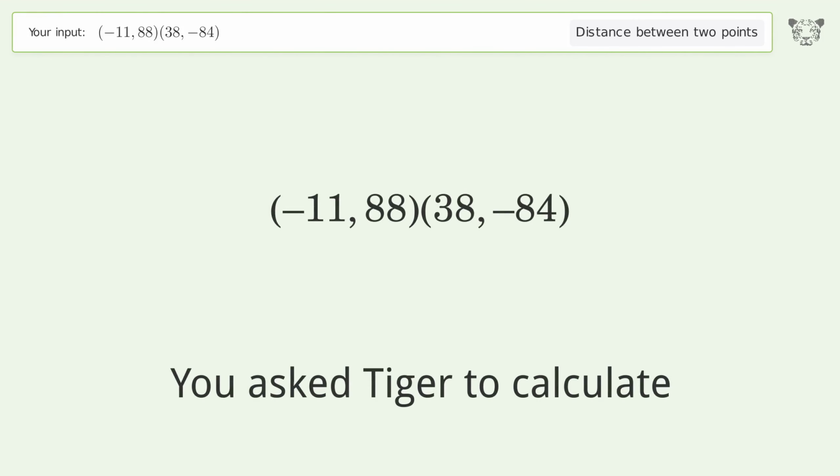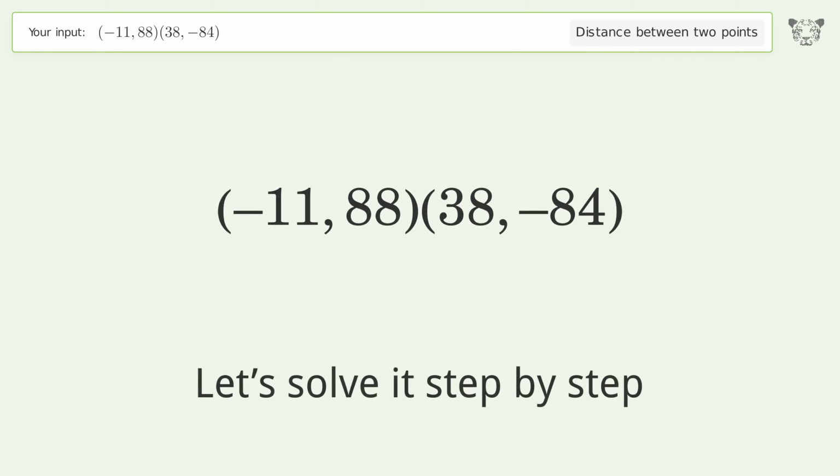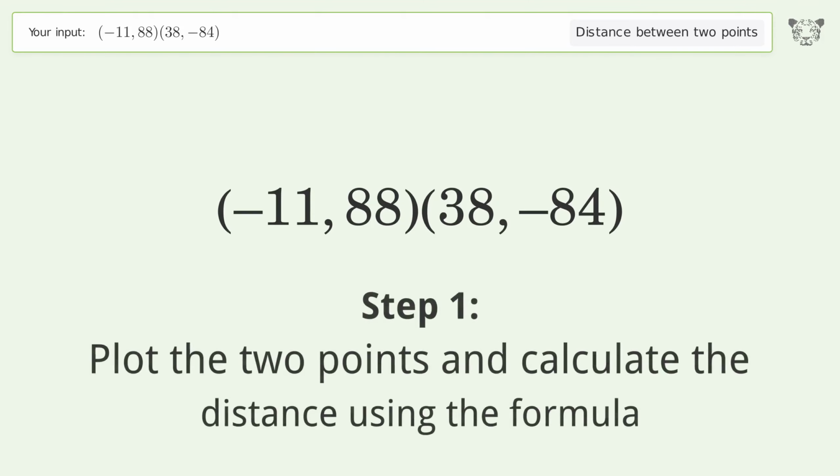You ask Tiger to calculate. This deals with the distance between 2 points. The distance between the 2 points is the square root of 31,985, or 178.844. Let's solve it step by step. Plot the 2 points and calculate the distance using the formula.